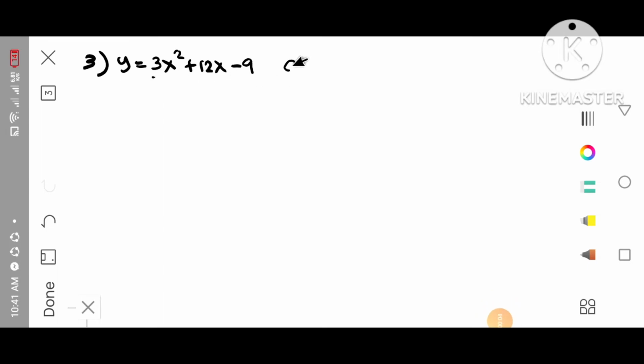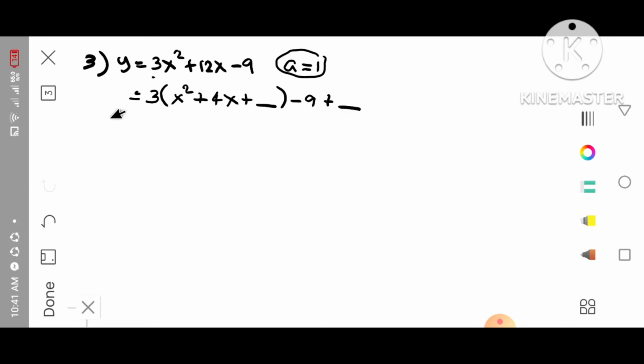Okay, number 3. Y is equal to 3x squared plus 12x minus 9. Remember that we cannot proceed with completing the square unless the leading coefficient is equal to 1. So we need to factor out 3 and then open parenthesis x squared. So parang kinuha lang natin yung GCF, no? Plus 4x because 3 times 4x is 12. And then we put a blank here to complete the square. Isolate minus 9 and then put another blank to offset, no, what we add to the first two terms.